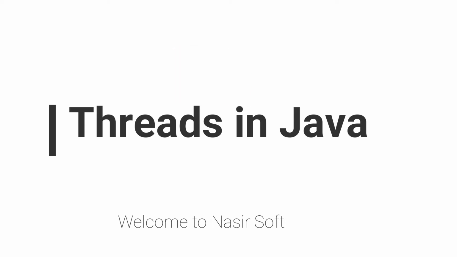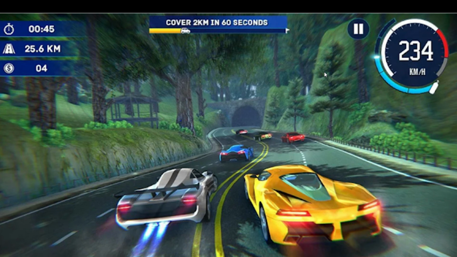This is very simple, but to understand threads, let's imagine this picture. This is a racing game, and when you play a racing game, there are many things going on in your main screen. For example, here is the speedometer that tells your speed. If I say that this is the main program, inside this main program this is one thread that tells me the speed.